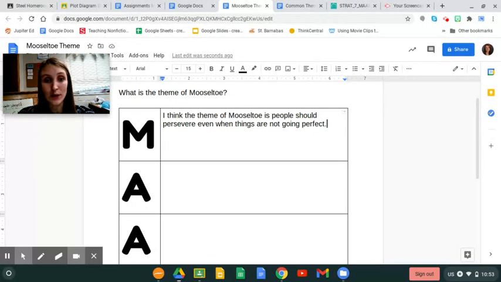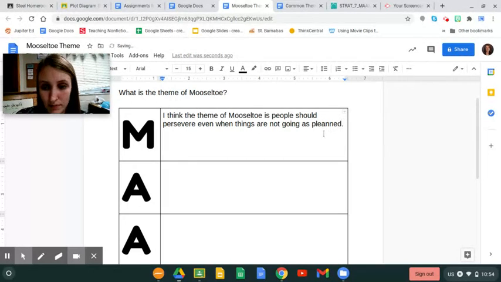So notice how I took perseverance and I kind of contorted that into a sentence of my own, from my own thoughts. I think that this book is trying to teach us that we shouldn't give up when things maybe aren't going as we planned. I could even say that even when things are not going as planned.